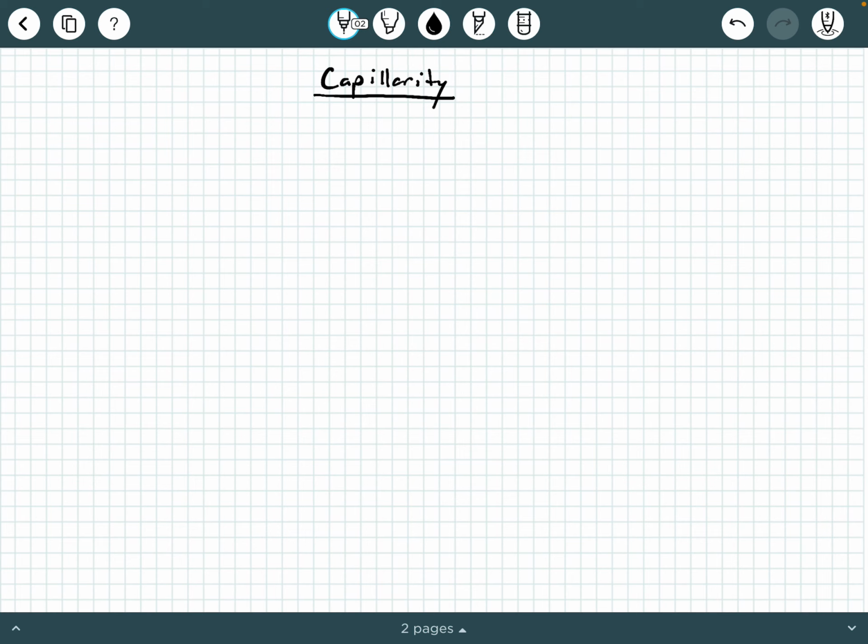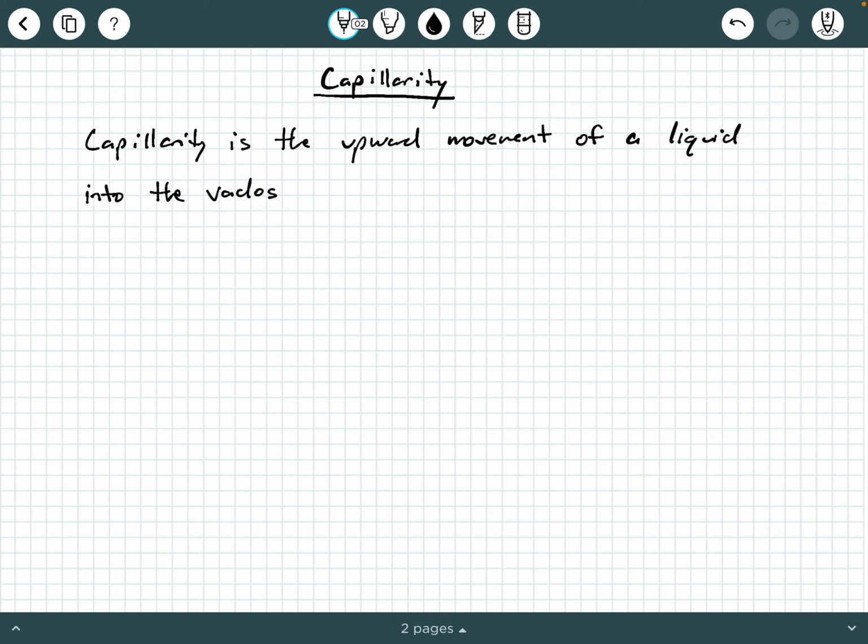So what is this? Well, this is a phenomenon you've actually seen in one form or another in this class and in some previous classes as well. So capillarity is the upward movement of a liquid into the vadose zone. If you remember, the vadose zone is the region that's above the groundwater table from one of our previous videos. Okay, so this upward movement is a result of surface tension that develops.